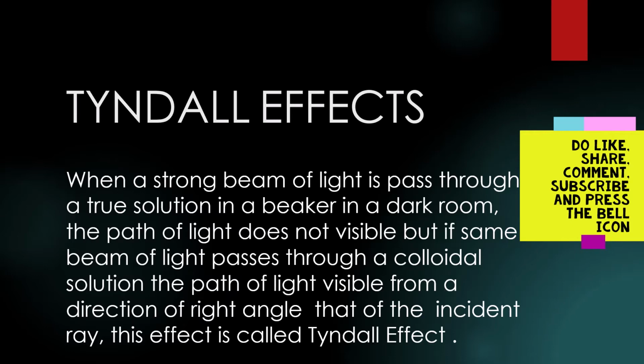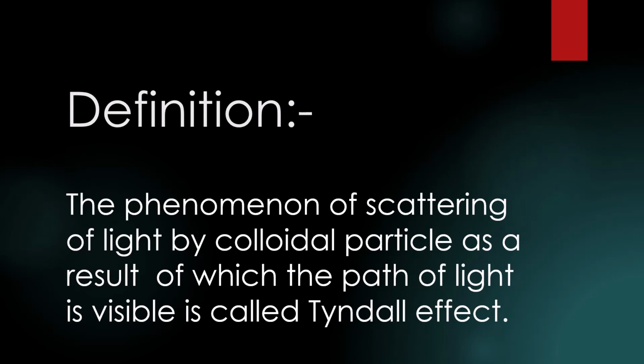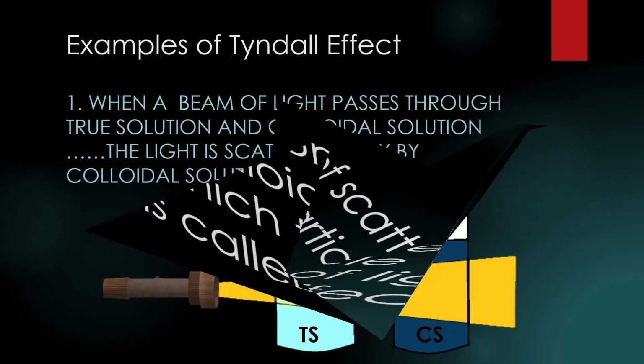Now look at the definition and some examples. What is the proper definition for the Tyndall effect? It is a phenomenon of scattering of light by colloidal particles, as a result of which the path of light is visible, and this process is called the Tyndall effect. Here two examples are there for the process.